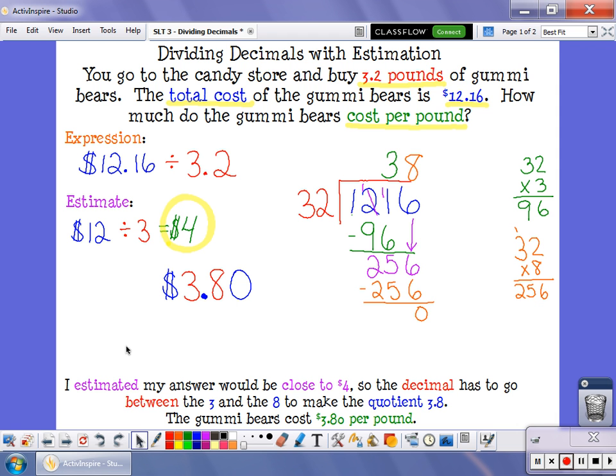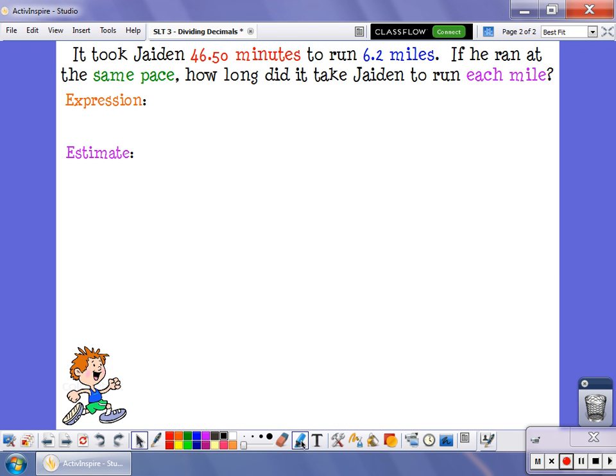Okay, I estimated my answer would be close to 4, so the decimal has to go between the 3 and the 8 to make the quotient 3 and 8 tenths. So I can tell that the gummy bears cost $3.80 per pound. Let's look at another problem.